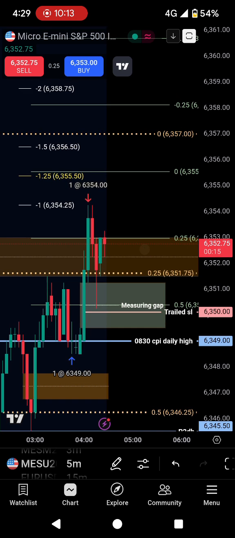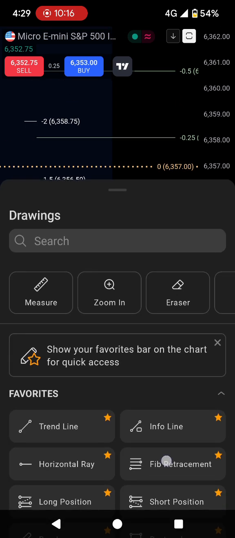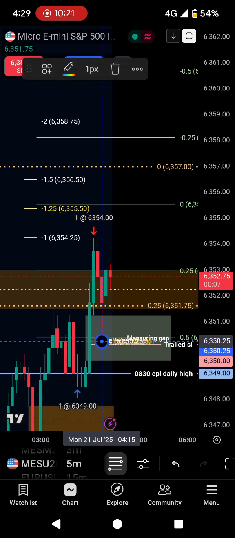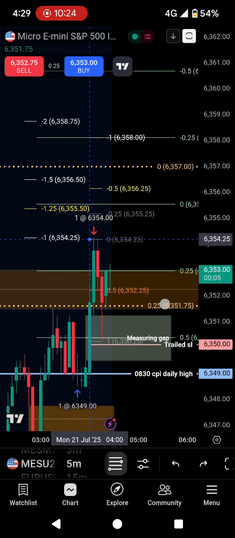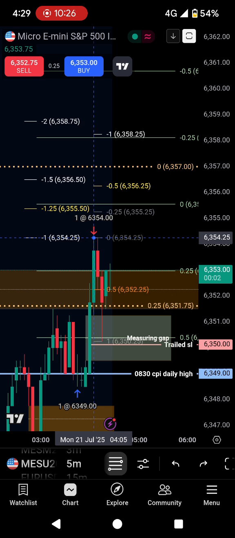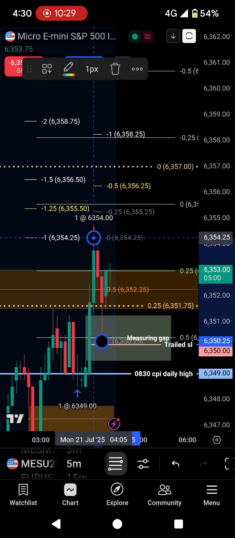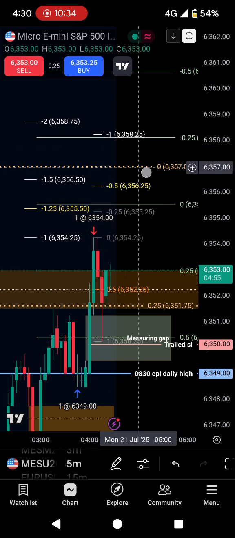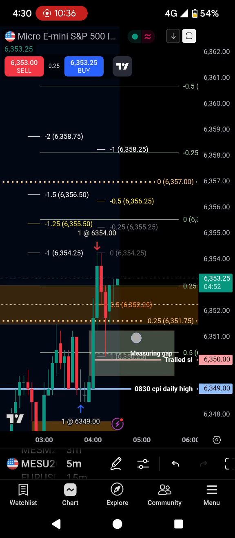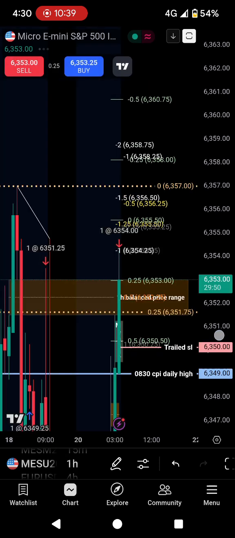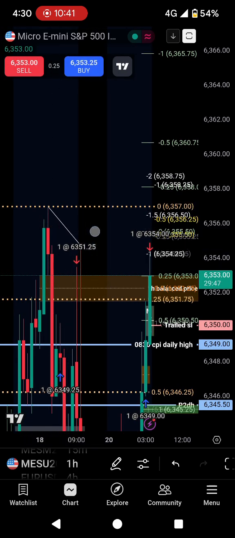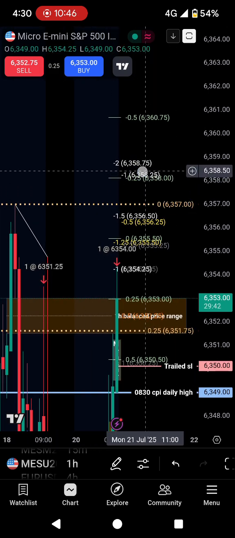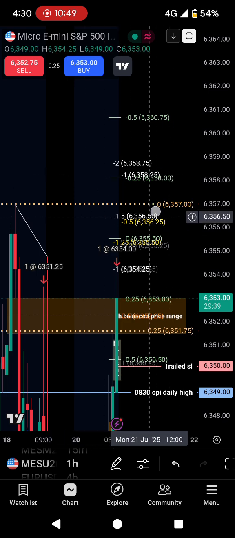And just like I said already, if you measure the Fulcrum point, negative one level, so 6358.25 will be the first level above this 6357. 6357 is this one hour buy side. So negative one level, the first level above it, 6358.25, which is the Fulcrum point.